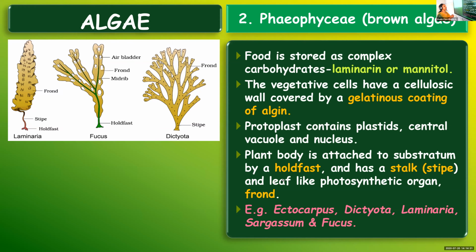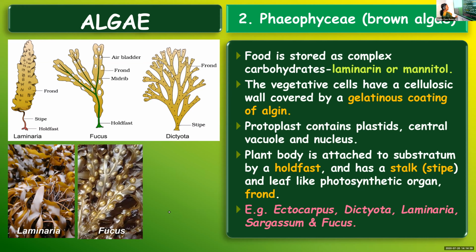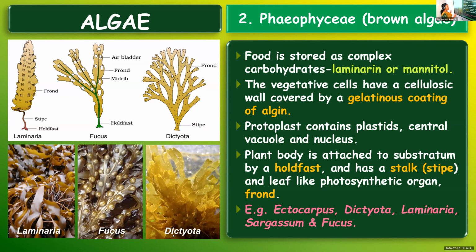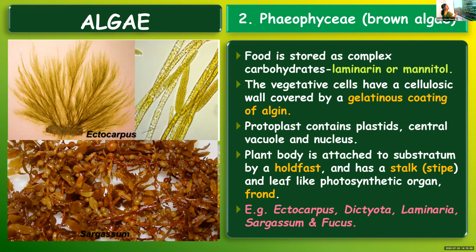Okay. Then the plant body can be differentiated into three parts: holdfast, then the stipe, and the leaf-like part known as frond. And examples also we learned: Ectocarpus, Dictyota, Laminaria, Sargassum, and Fucus. These were the points, so till here we had completed in our previous class. So today we need to learn about reproduction. The different reproduction methods we also covered last class? No, ma'am. Okay, so let us learn about reproduction now.